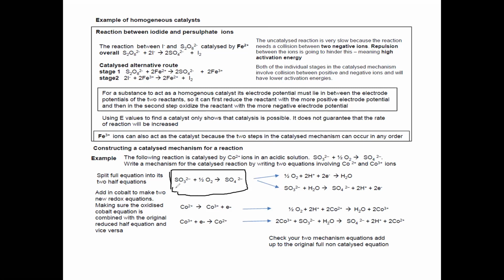So what are the reactants? SO3 and SO4. You can see here SO3 changes to SO4, and oxygen is the second reactant. It changes into water. From where can you get these equations? You can get these equations from the data booklet. You don't have to memorize anything. You can get them from the data booklet, or there's also another way.